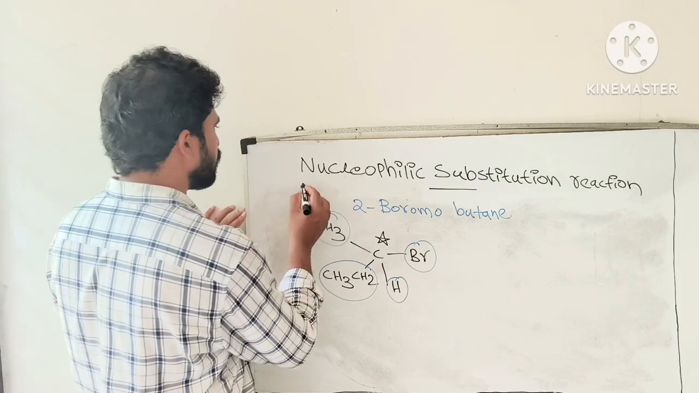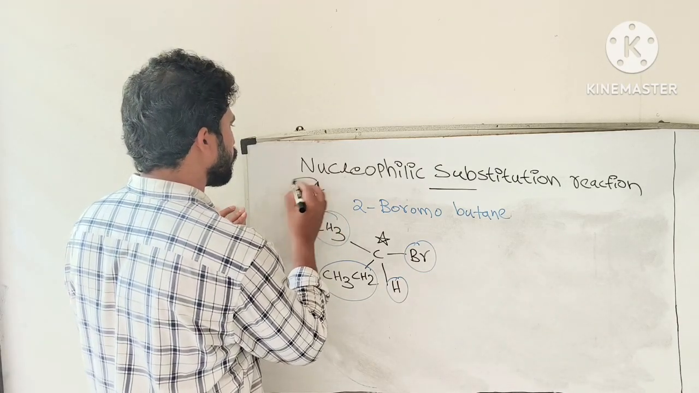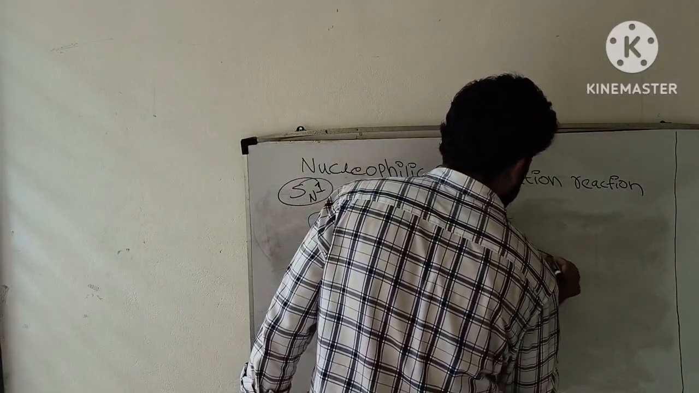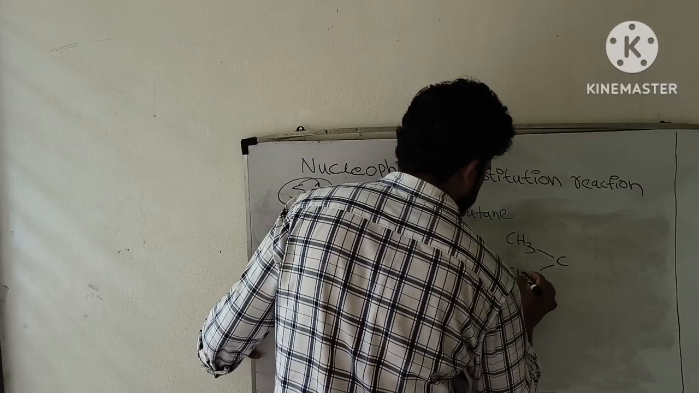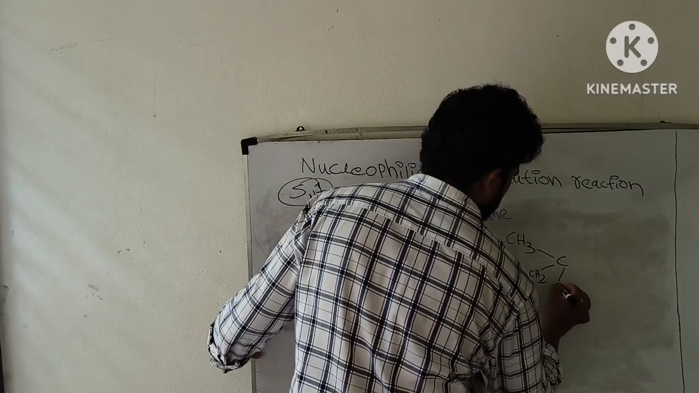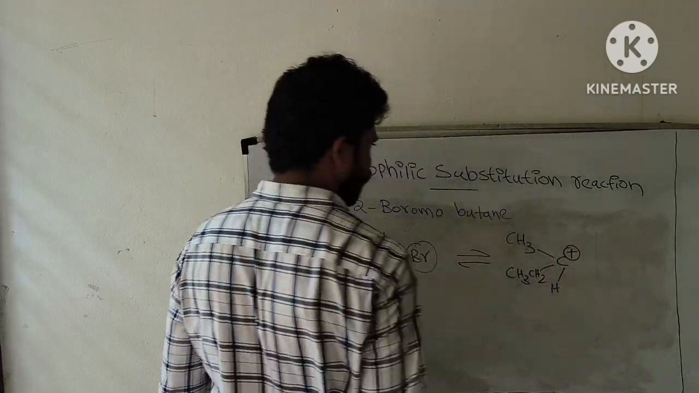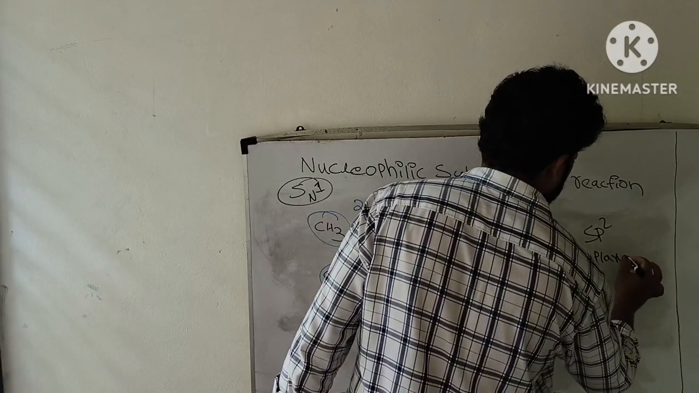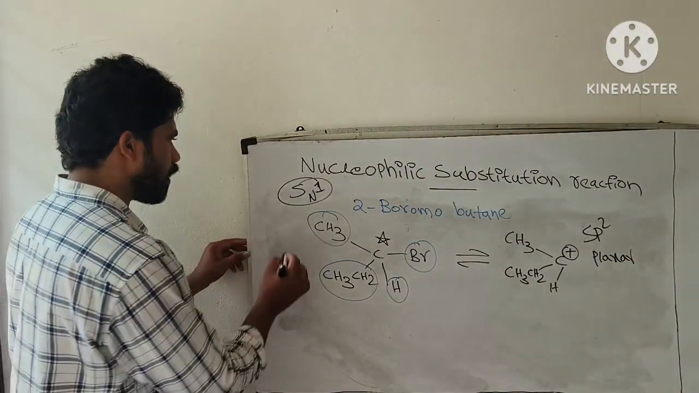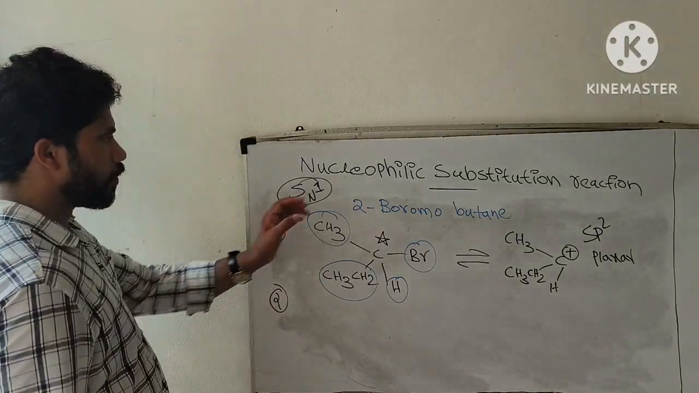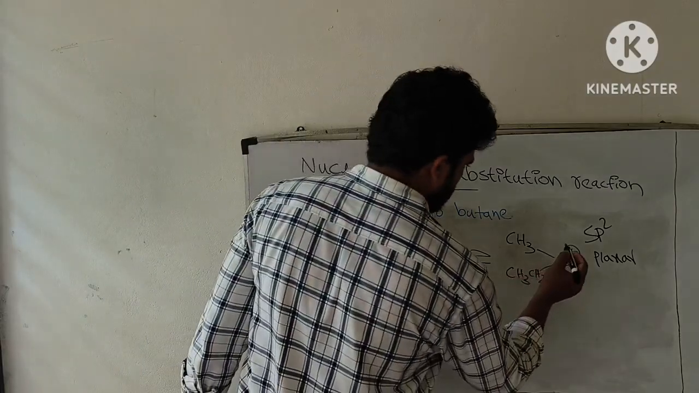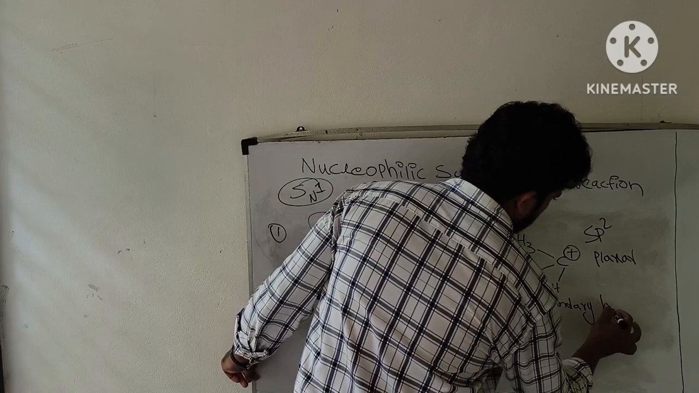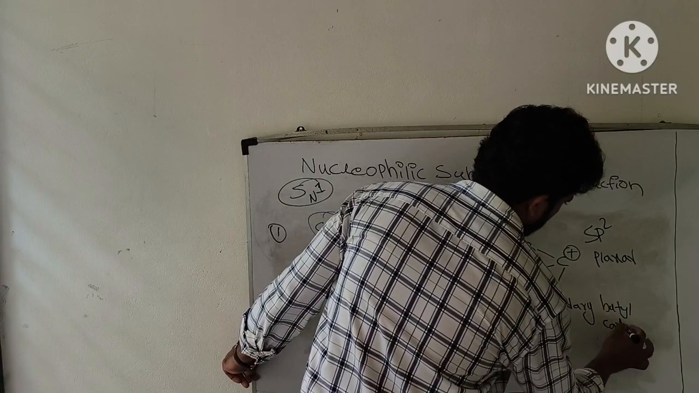So for following the SN1 mechanism, first of all a carbocation is formed. The carbocation after the heterolysis will be CH3, C+, CH3CH2, H. This carbocation is sp2 hybridized and planar in shape. The next step is the attacking of the nucleophile. For 2-bromobutane, the carbocation is a secondary butyl carbocation.